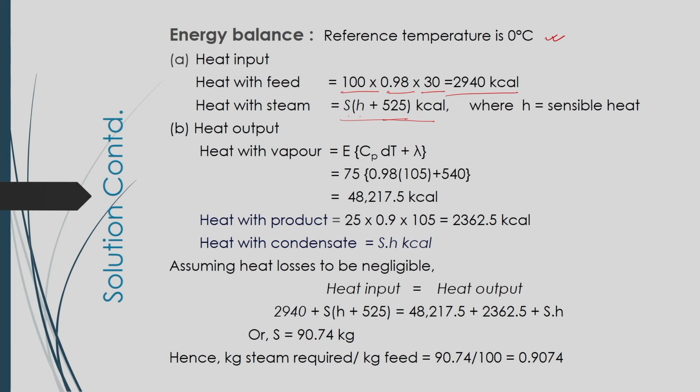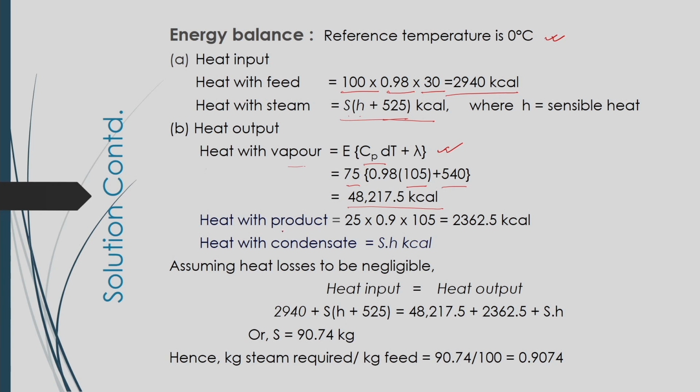So, this amount of heat will be supplied to the evaporator, and the heat output is the heat with vapor, which is simply E into Cp dt plus lambda. Again, lambda is the latent heat of vaporization. So, after substitution of the Cp value, with a temperature difference of 105, E amount of 75, and latent heat of vaporization of 540 kilocalorie, we have 48217.5 kilocalorie, that is the heat with vapor.